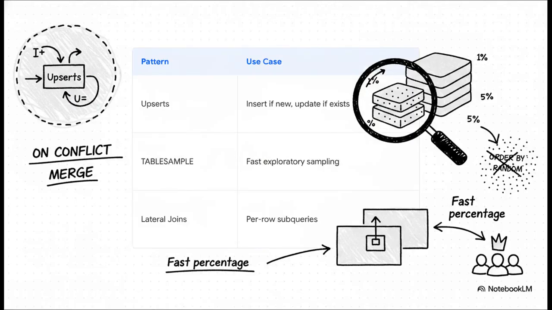Okay, let's talk modern patterns. Upserts, where you insert if it's new or update if it exists using onConflict or merge. Then there's table sample. This one is huge. If you need to eyeball a billion-row table, an order by random will literally crush your system. Table sample just grabs a fast percentage right at the storage layer instantly. And lateral joins? They let you write per-row subqueries that reference the outer query. It's the ultimate cheat code for those tricky top-end per-group problems.